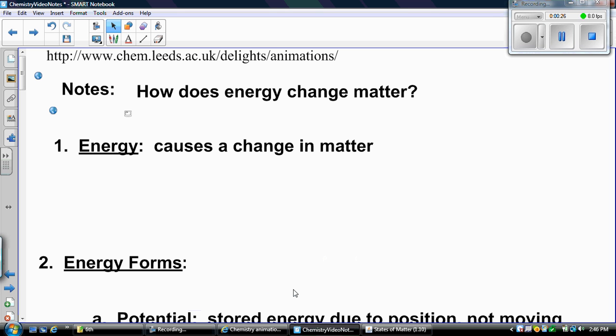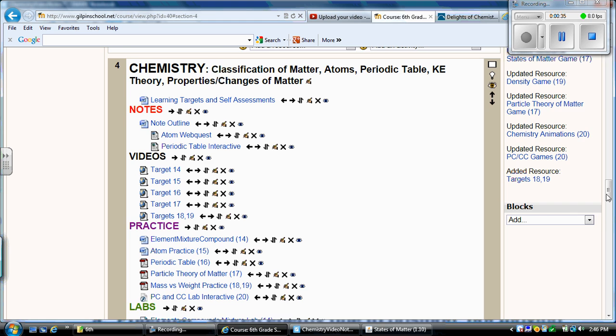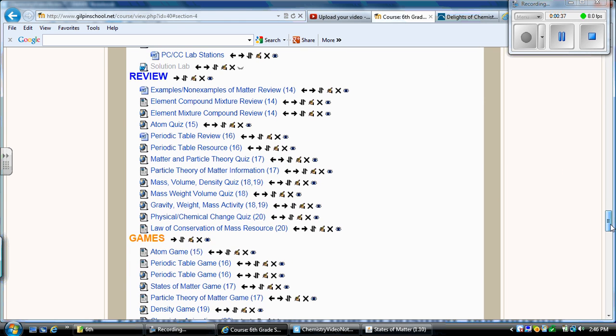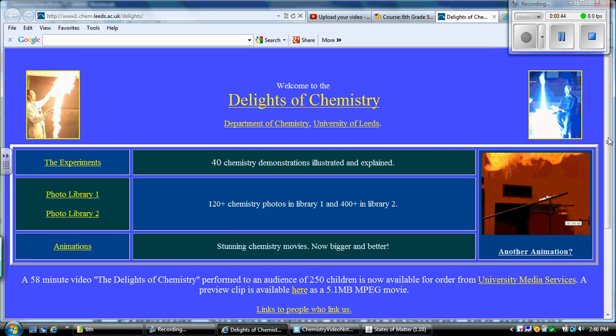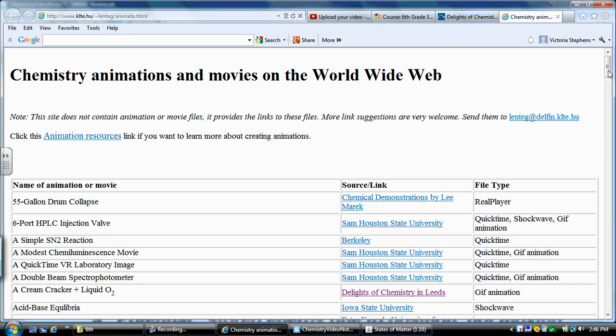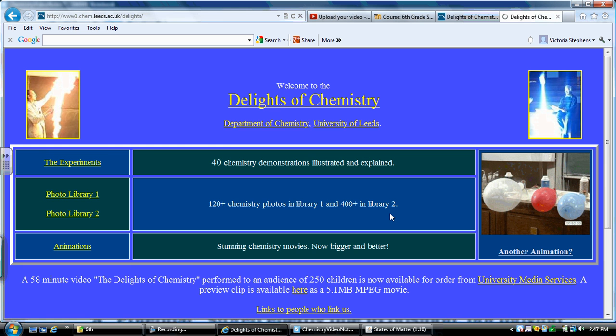Okay, so I wanted to just show you real quick that on our website under games, there's a link that says chemistry animations. If you want to go to it, you can see different chemistry animations. These are different chemical changes that we're not always allowed to do in class and school. So if you want to look at these and pull some of them up, you can see some different animations.